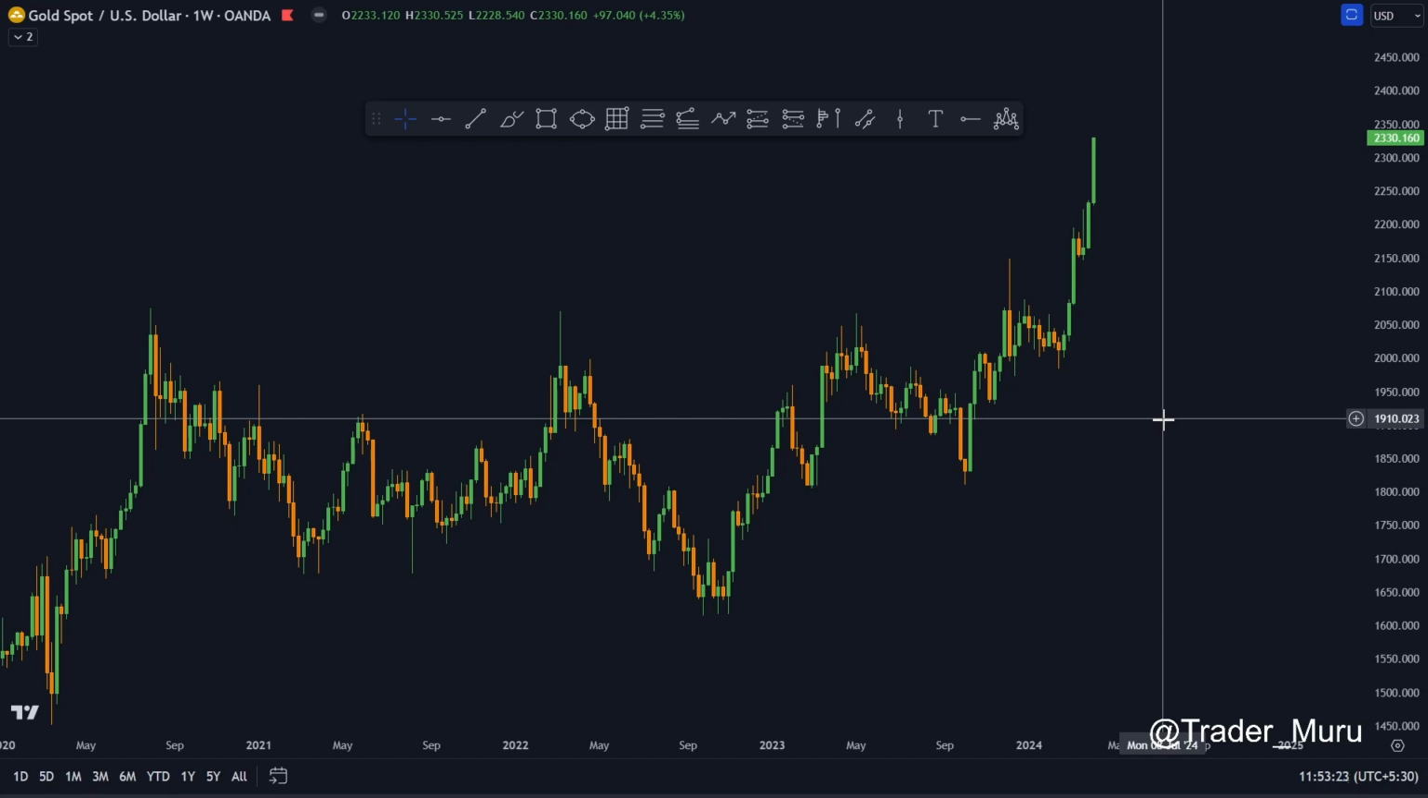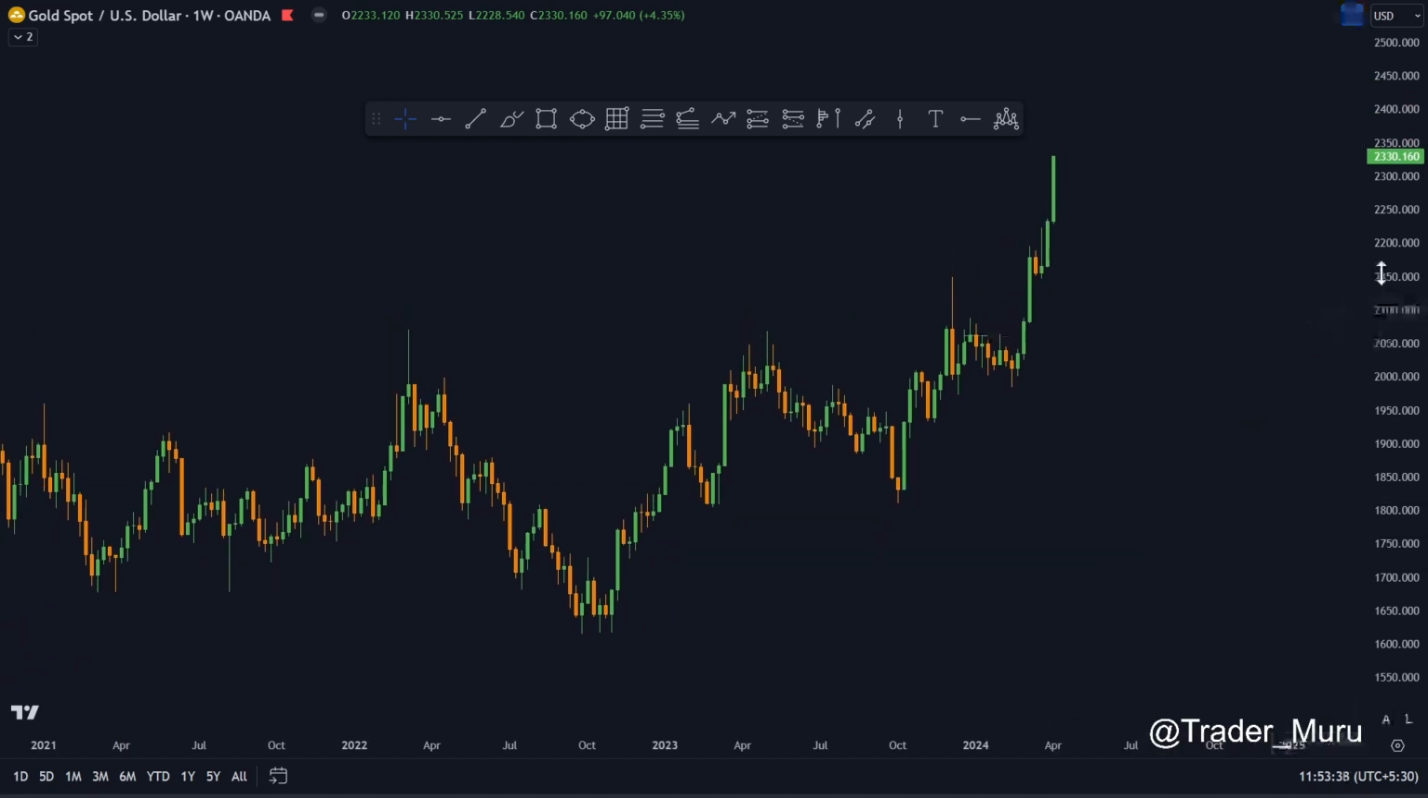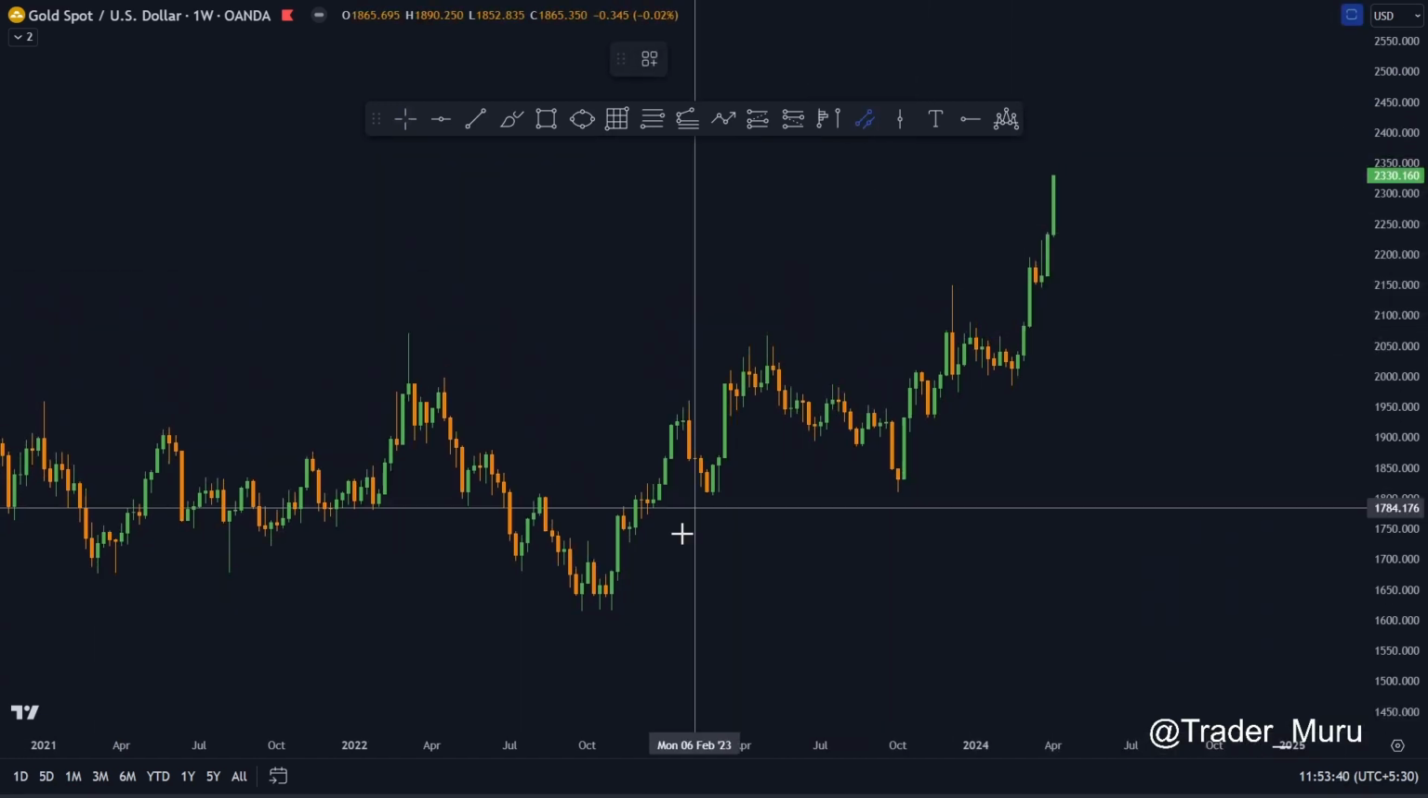So without wasting time, let's get on the chart guys. So we have the gold weekly chart in front of our eyes on our screen. As I have shared on my Twitter profile, gold was running in a parallel channel.